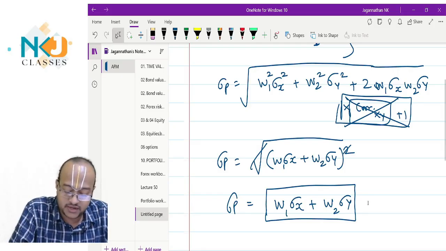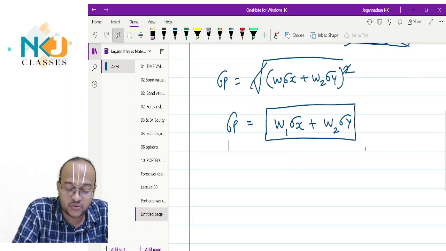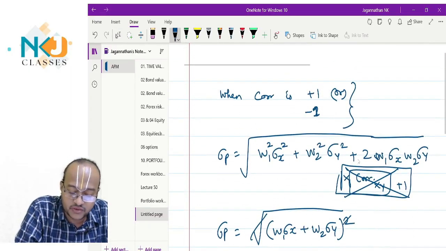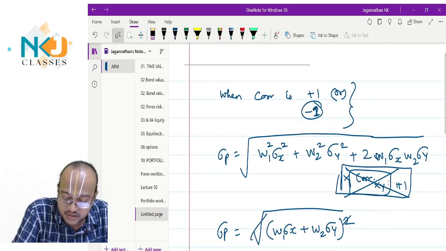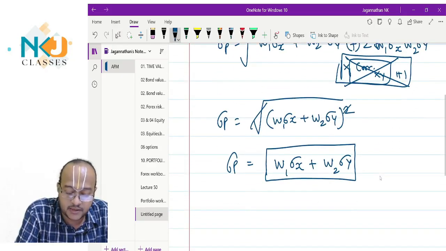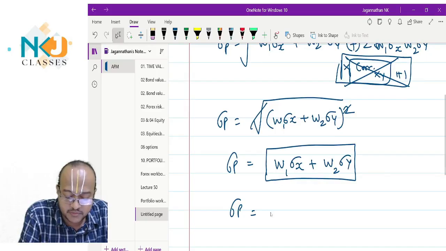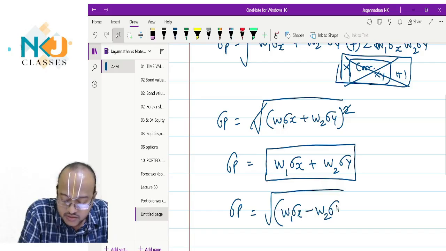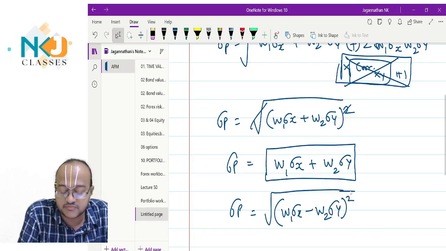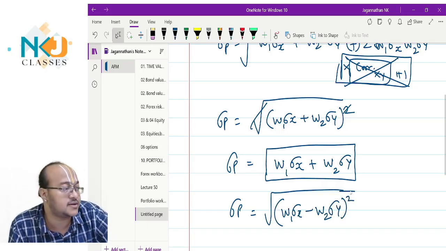Yes, sir. Okay, very simple. So what will we do when the correlation is minus 1? Instead of plus 1, this sign will change to minus, correct? What will happen? It is nothing but similar to a plus b the whole square, or a minus b the whole square. Square root of (W1 sigma x minus W2 sigma y) the whole square. It will be something similar to this, correct?